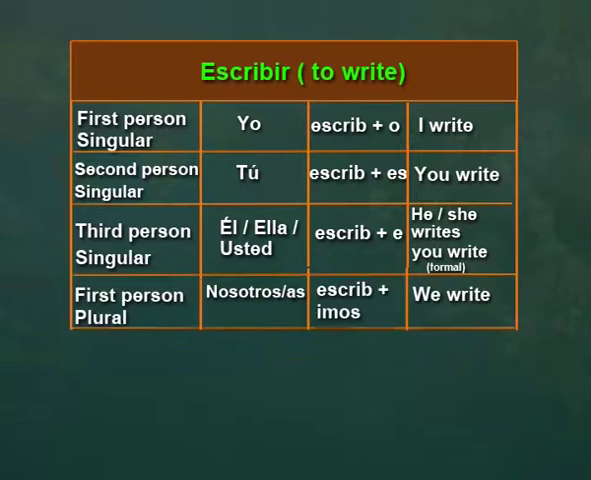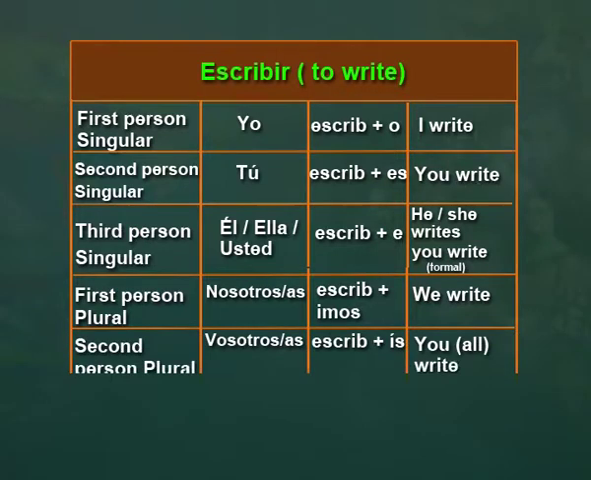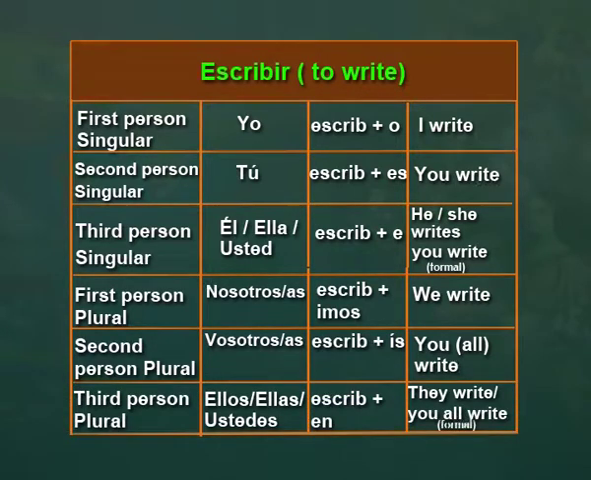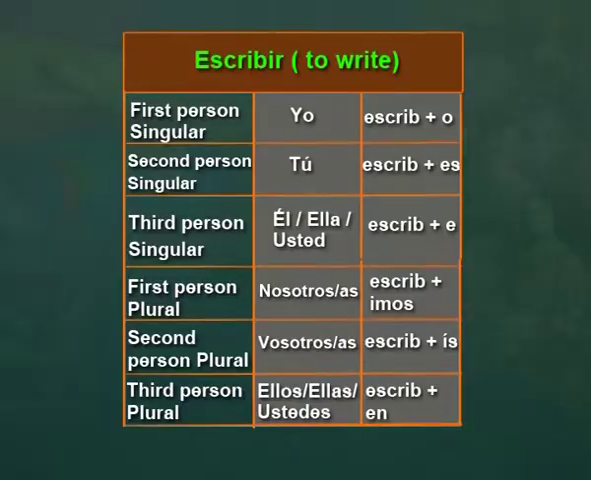Now, let us look at the plural section. Nosotros, nosotras escribimos, we write. Vosotros, vosotras, escribís, you all write. Ellos, ellas, escriben, they write. Or ustedes escriben, you write. So, what did you see? We saw that when we are conjugating the IR ending regular verbs, we are adding the suffix which is for yo, o, tú, es, él, ella, ustedes, e, nosotros, nosotras, imos, vosotros, vosotras, ís, ellos, ellas, en, ustedes, en.